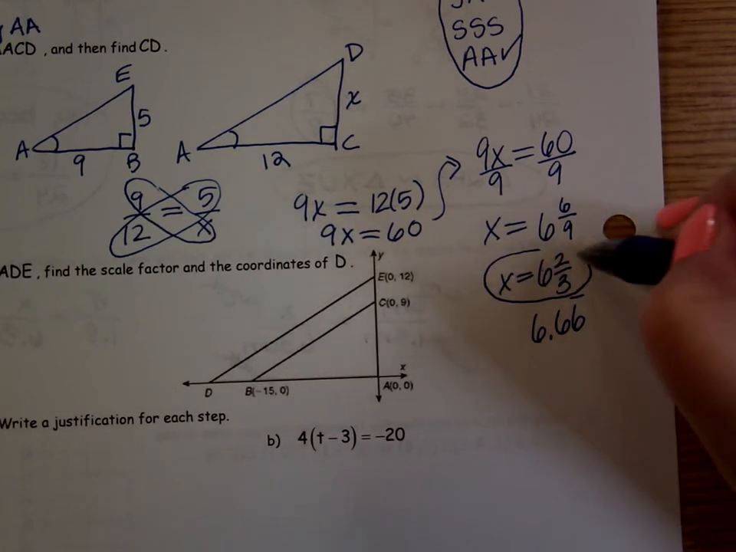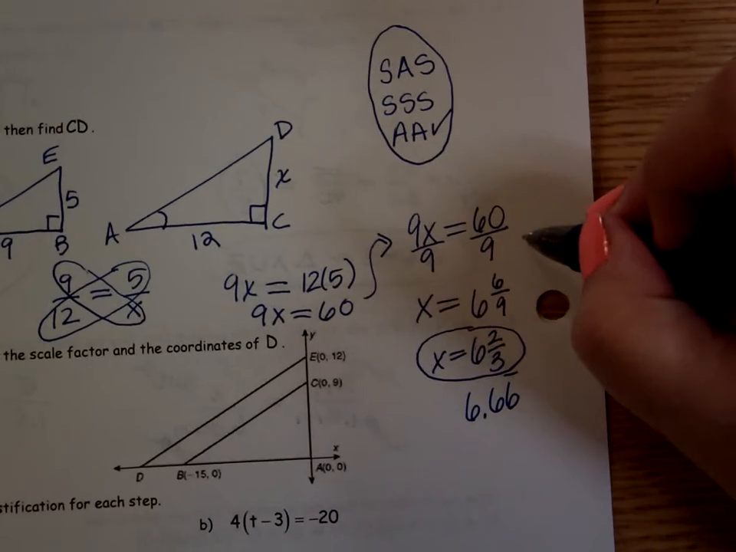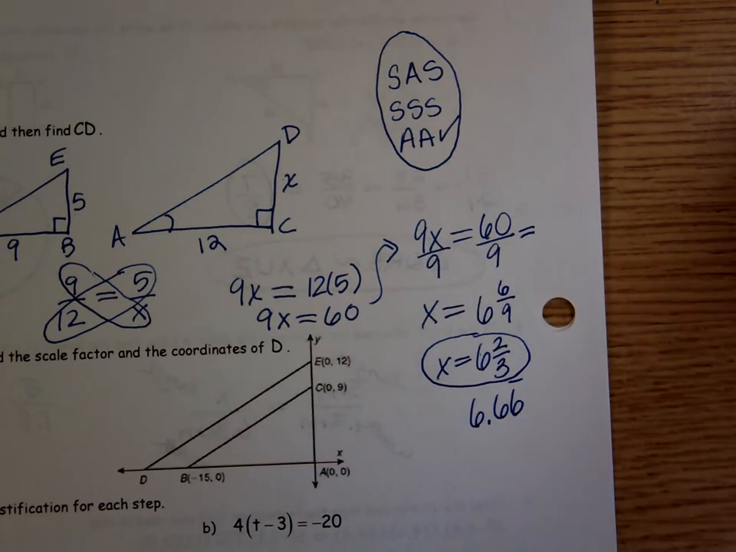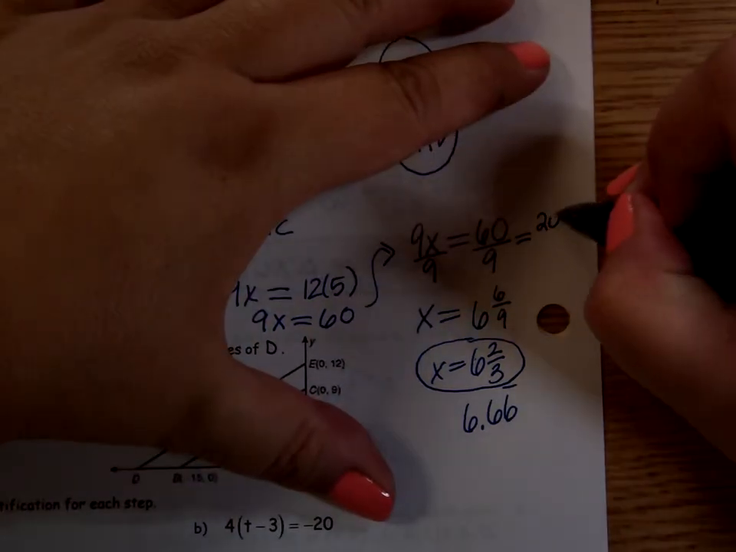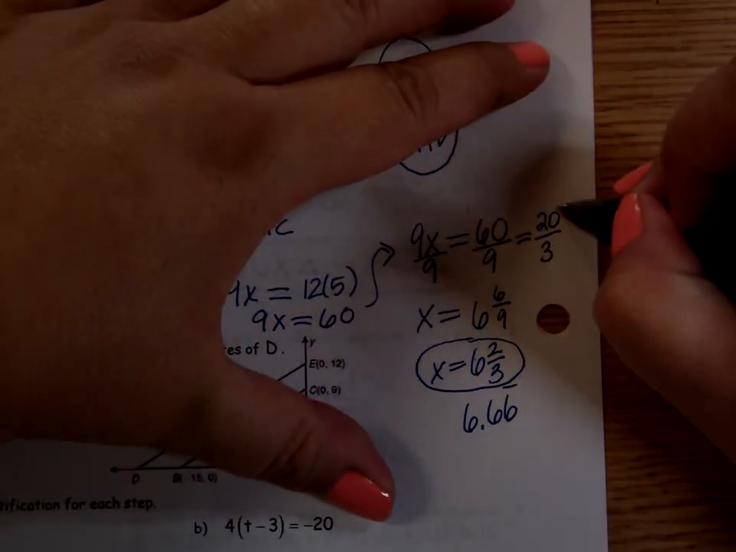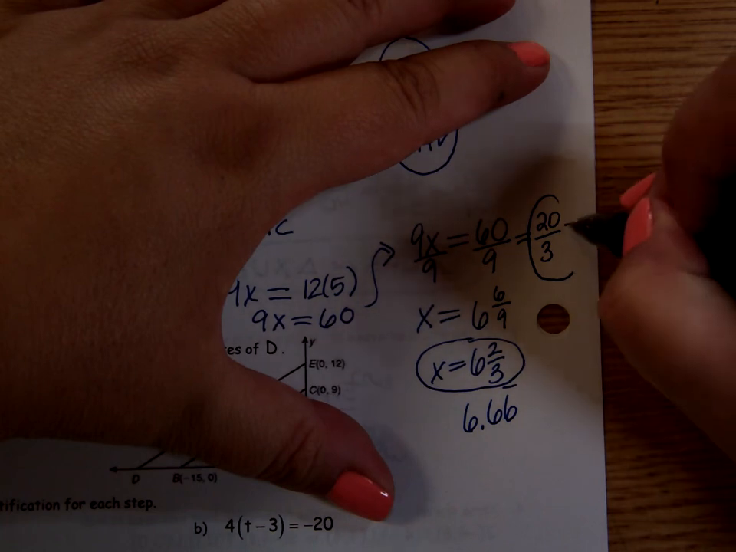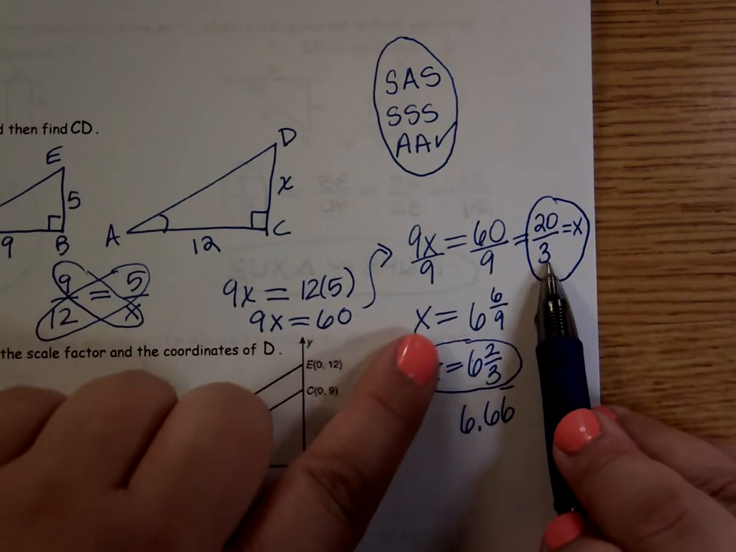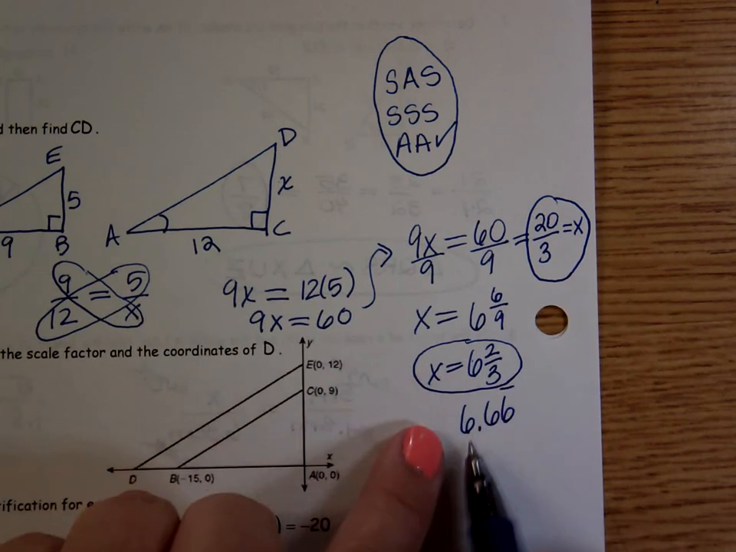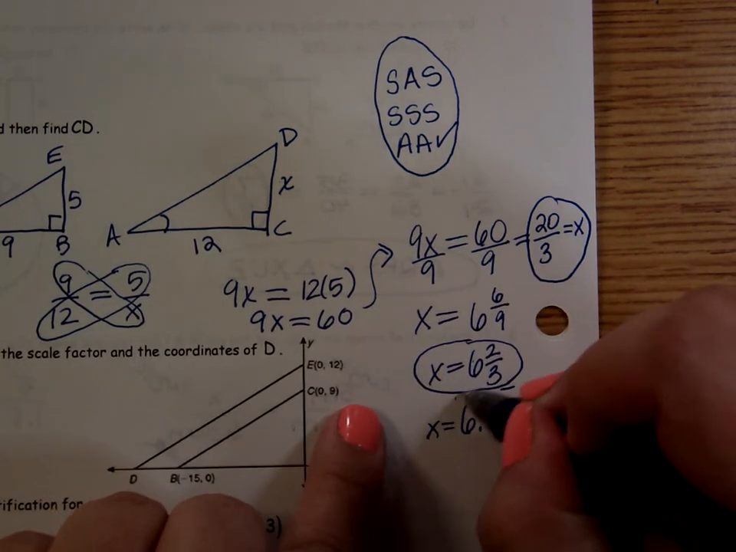Or you know what, another thing you can do, I could also just say, let's simplify this and leave it as an improper fraction. 3 goes into 60 20 times and into 9 3 times, and so I could say x equals 20 over 3. But I accept 20 over 3, or 6 2/3, or 6.6 repeating.